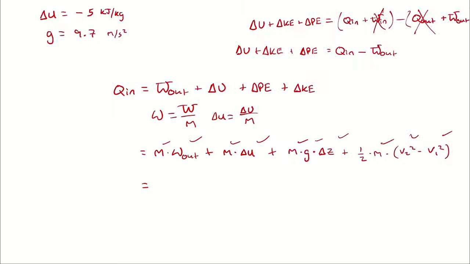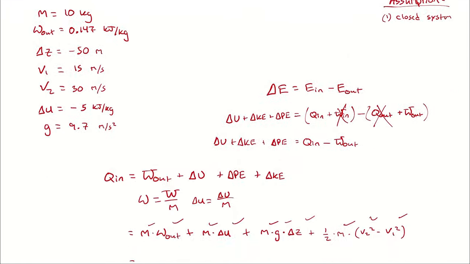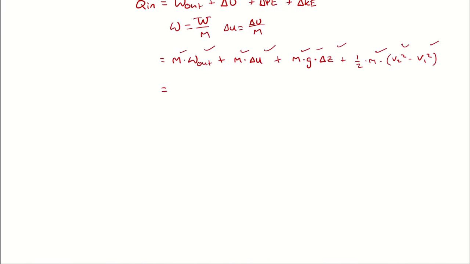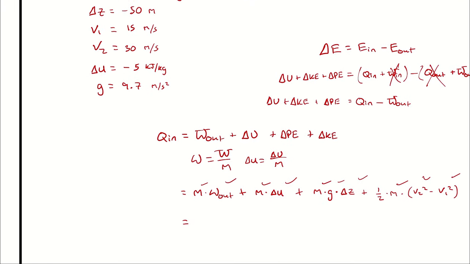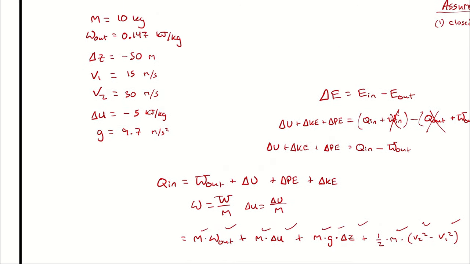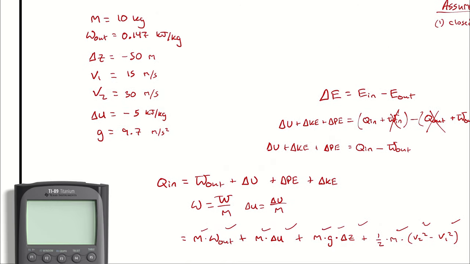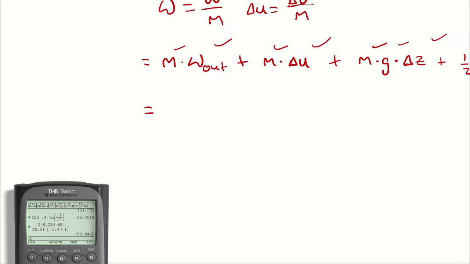We want a quantity in kilojoules, so I'm going to have to have dimensional homogeneity among the things that I'm adding together. Therefore, I want everything to be in kilojoules as I add them together. So we begin with mass times specific work out, and that mass is in kilograms, and the specific work out is in kilojoules per kilogram. Therefore, taking 10 times 0.147 is going to yield kilojoules directly. So I can just say 10 kilograms multiplied by 0.147 kilojoules per kilogram, and that is a quantity in kilojoules.